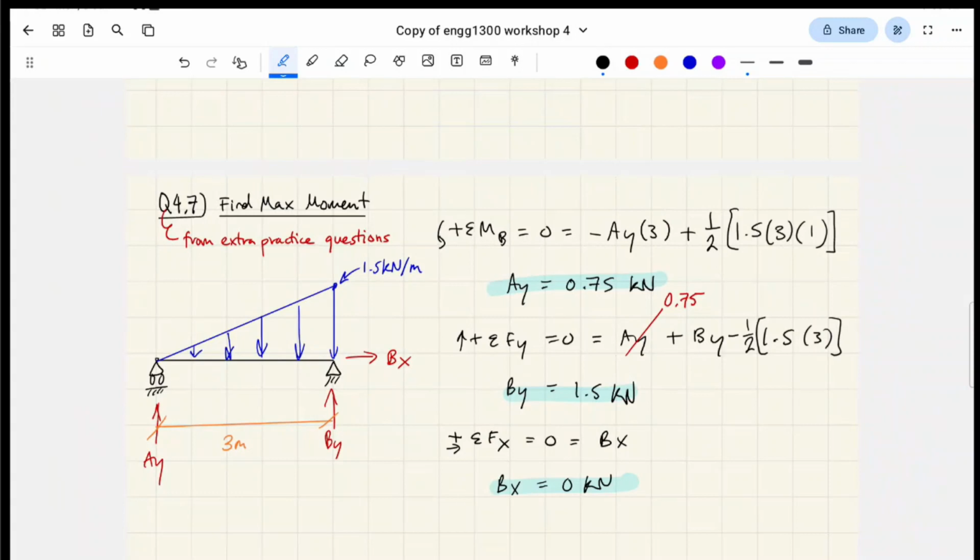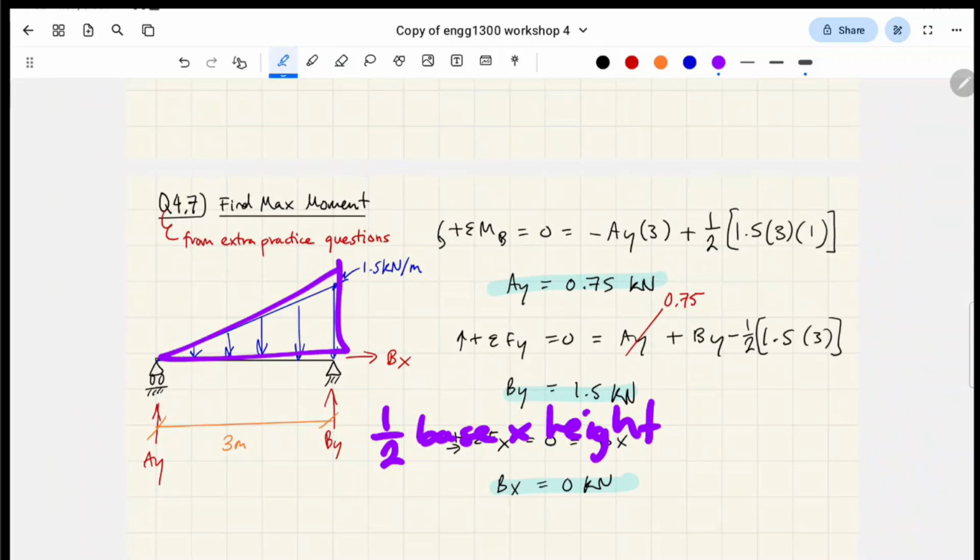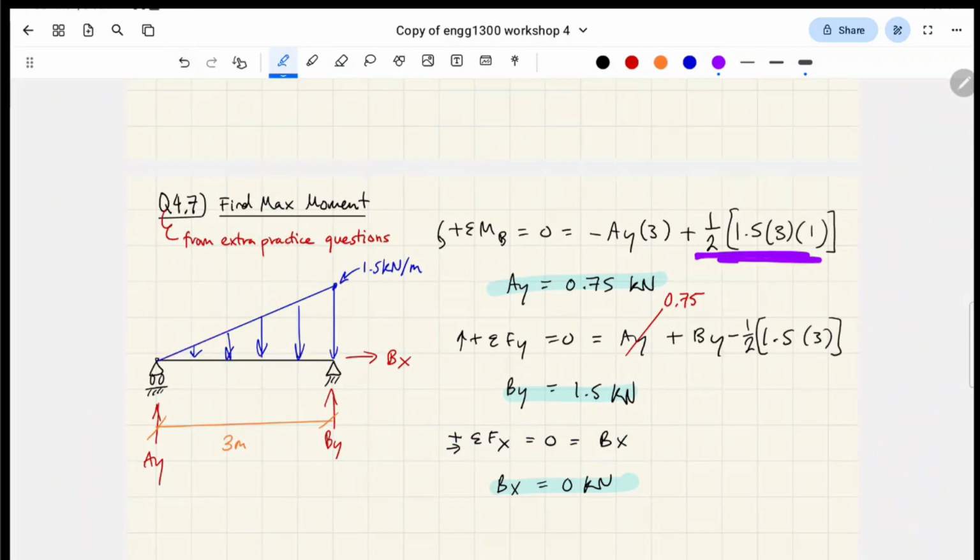So I've done what I did before, and I've solved for the support reactions first. Something interesting to keep in mind is that because this is a triangle, our magnitude is now going to be half base times height, not just base times height like with a uniformly distributed load, which you can treat like a rectangle if you want to think of it like that. That's where the half comes from: the fact that it's a triangle.